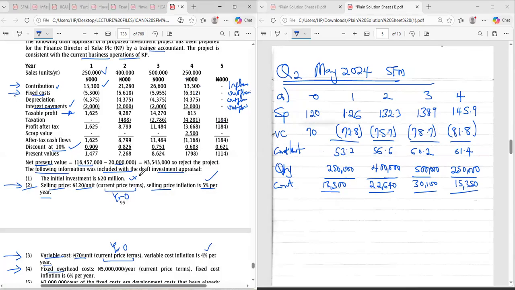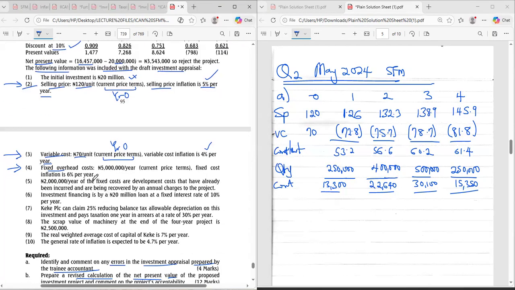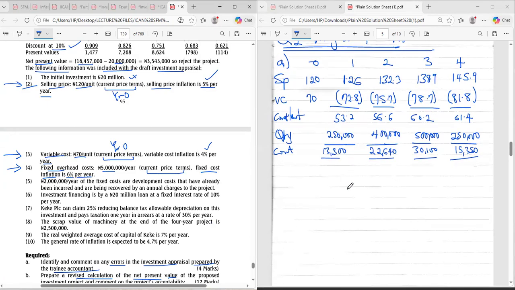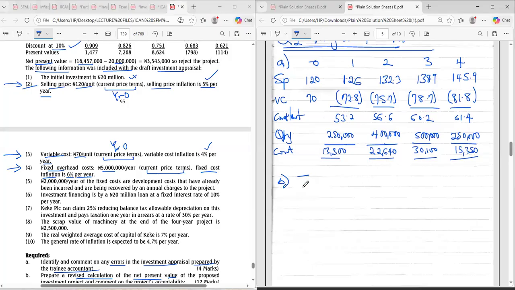On a normal day, I don't have issues with fixed cost. But let's check the additional information on fixed cost and see what's up. They said that fixed overhead cost is 5 million naira per year, current year. What do you mean by current year? Year 0. Fixed cost inflation is how many percent? 6% per year. So let's do for fixed cost. How much is fixed cost? 5 million naira per year.